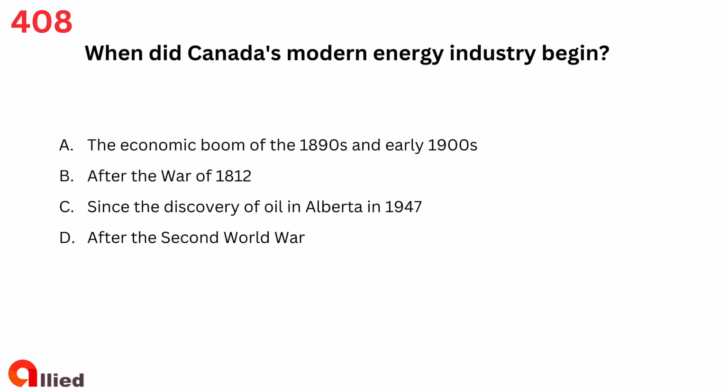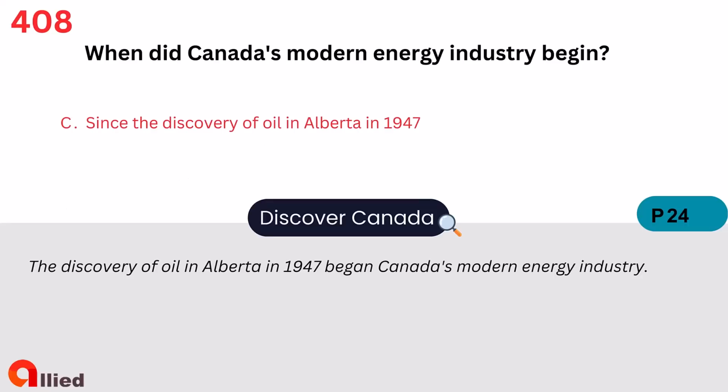Question 408. When did Canada's modern energy industry begin? A. The economic boom of the 1890s and early 1900s. B. After the War of 1812. C. Since the discovery of oil in Alberta in 1947. D. After the Second World War. The answer is C. Since the discovery of oil in Alberta in 1947.